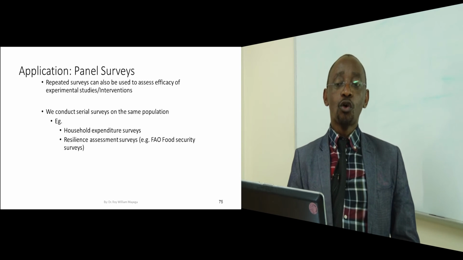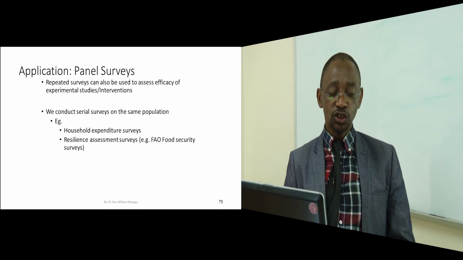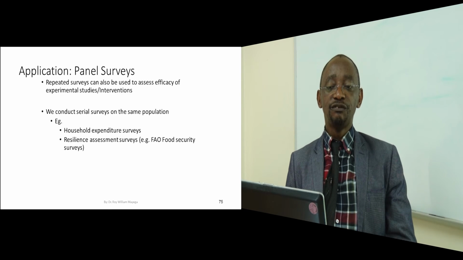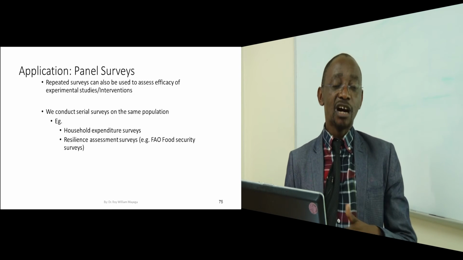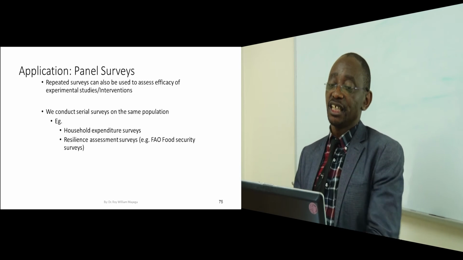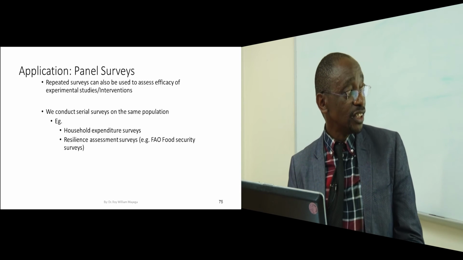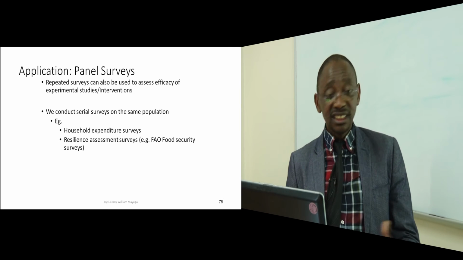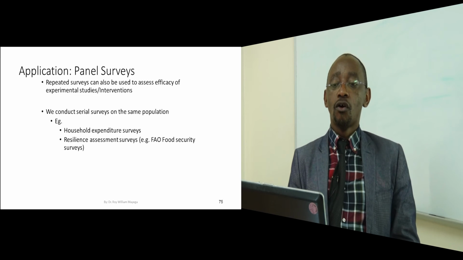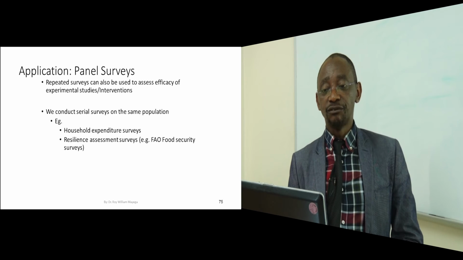And then we also have what we call panel surveys, which are repeated surveys. So we get to a population, we take a sample, we do a survey, then we repeat that after every 5 years. Over time, it becomes like a cohort, and it can tell us whether there are certain things that are changing in that population over time. For instance, we can do household expenditure surveys over time. We can do resilience assessment surveys to see how resilience changes in a population over time. For instance, the FAO food security surveys.